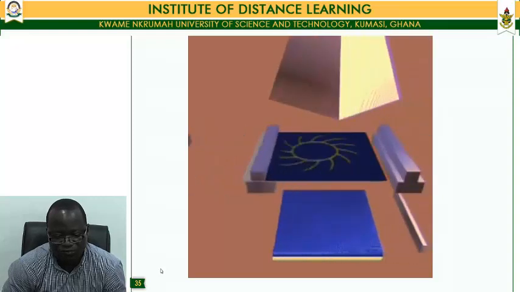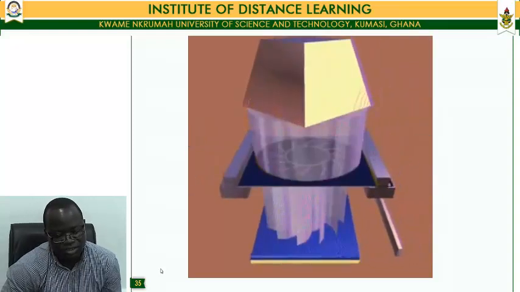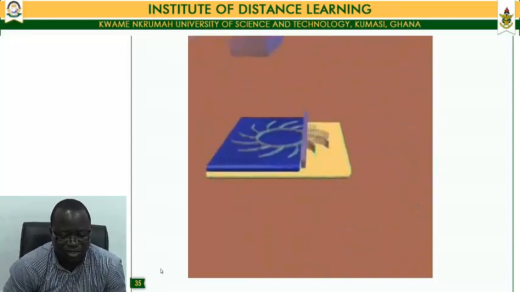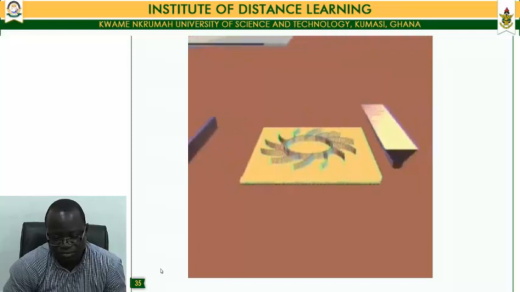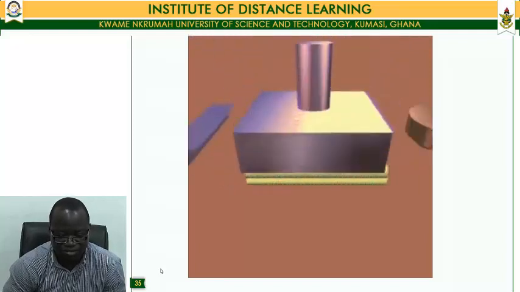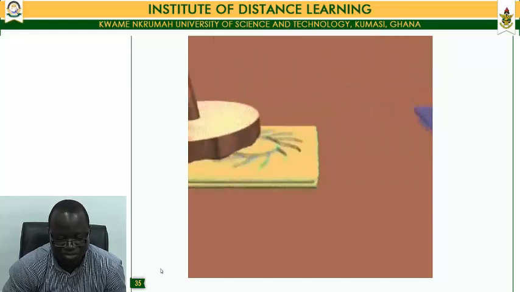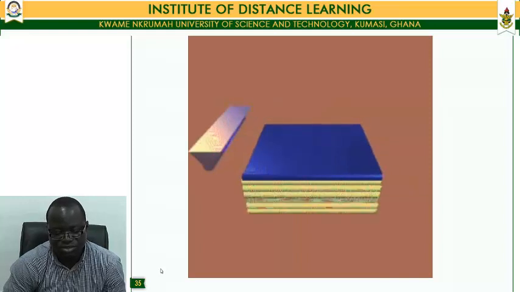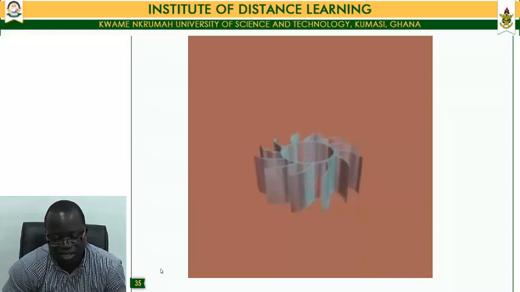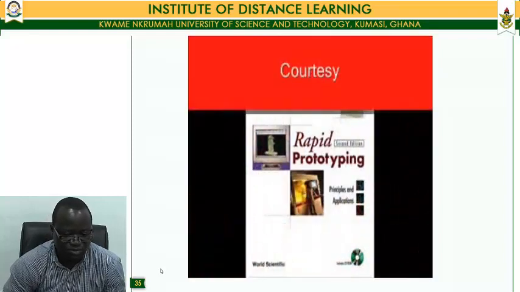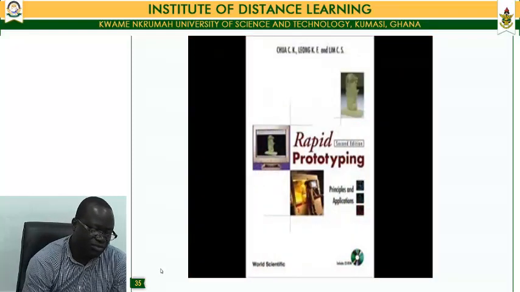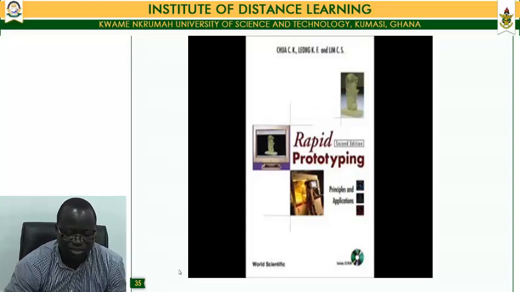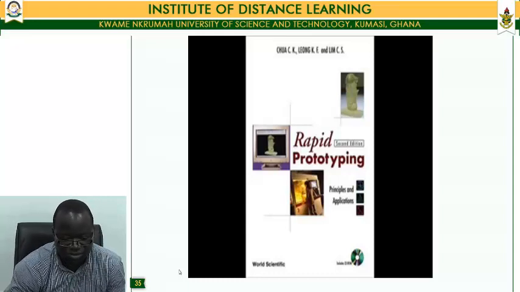So basically you have the polymer, the powdered polymer, and then the photomask shines upon the polymer, and then you have another layer coming, and then you have the photomask shining on it, and then that process continues layer by layer until the whole part is finally built. So that's basically the rapid prototyping technique of solid ground curing, which is SGC.